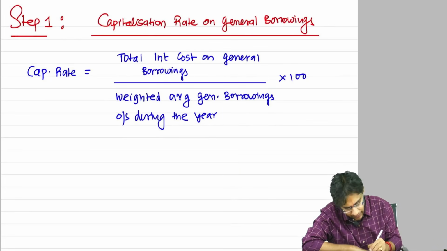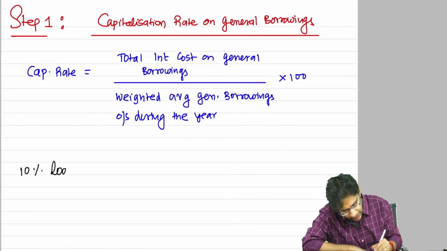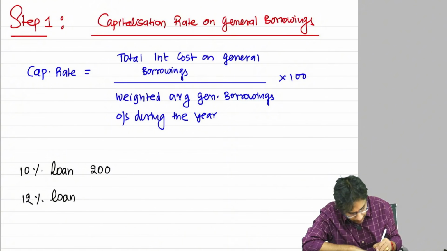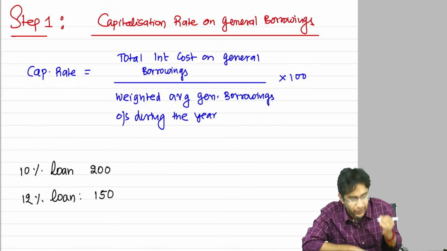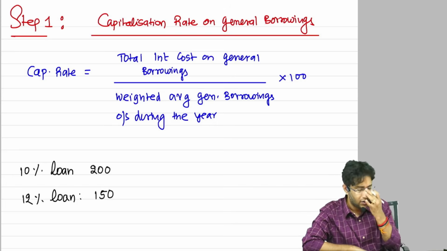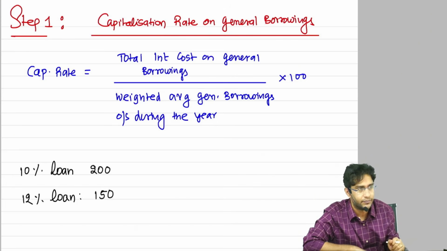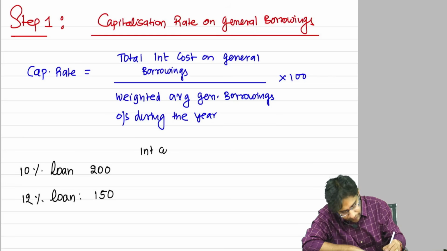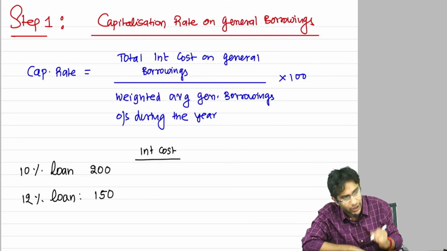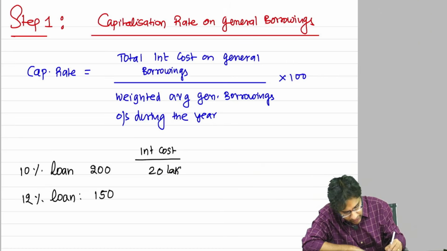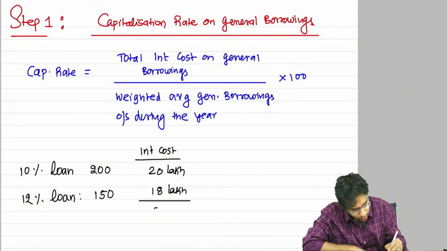First, let's start with an easy example. 10% loan you are having, let's say 200 lakhs. 12% loan you are having, 150 lakhs. Okay, there are two general borrowings. I asked you the average rate. So first go and calculate the interest cost. 200 lakhs into 10%, how much is that? 20 lakhs. 150 lakhs into 12%, how much is that? 18 lakhs. So total answer, 38 lakhs.